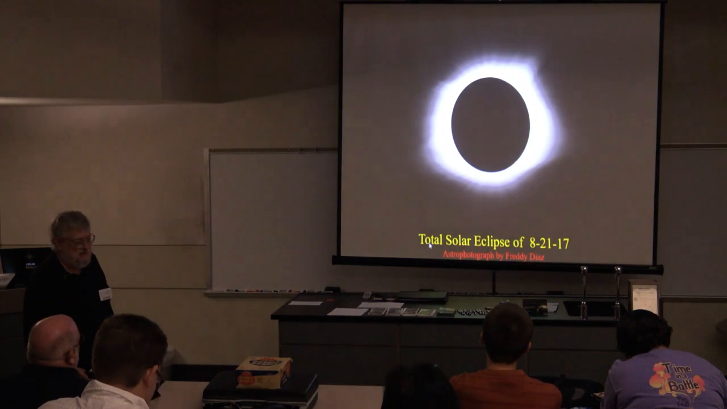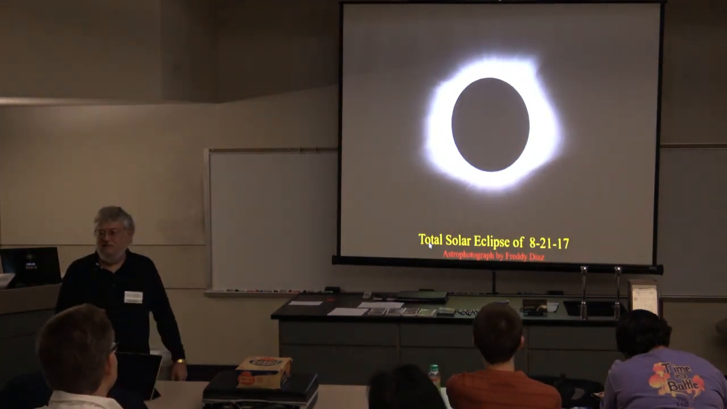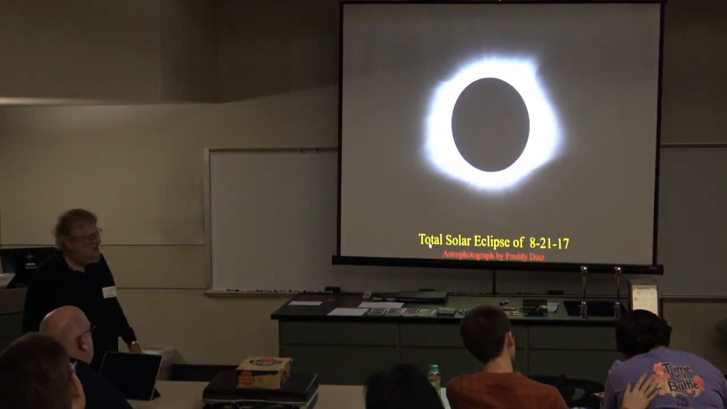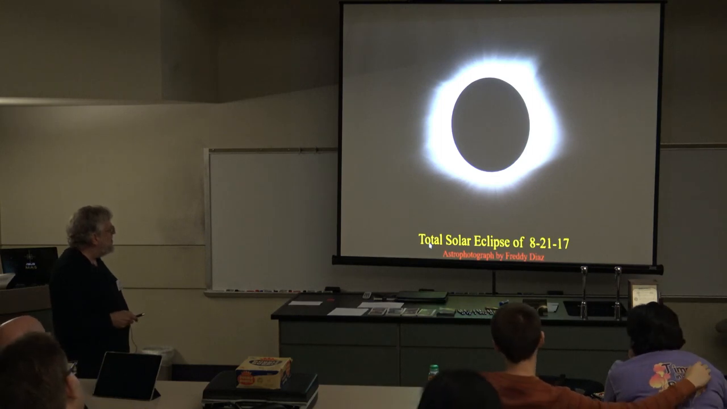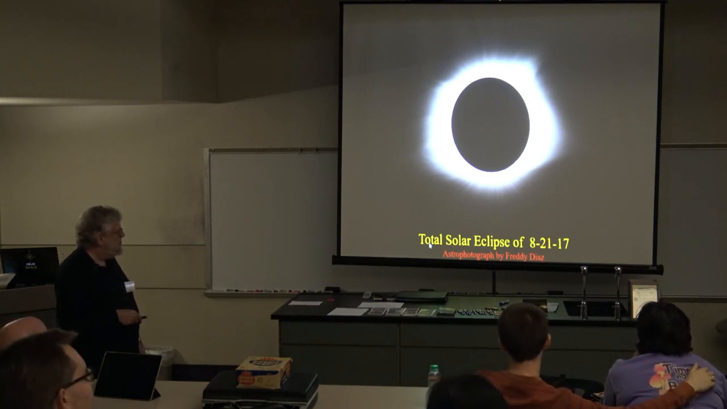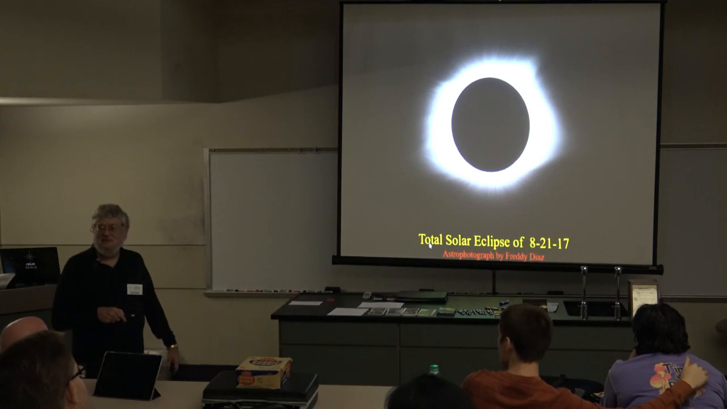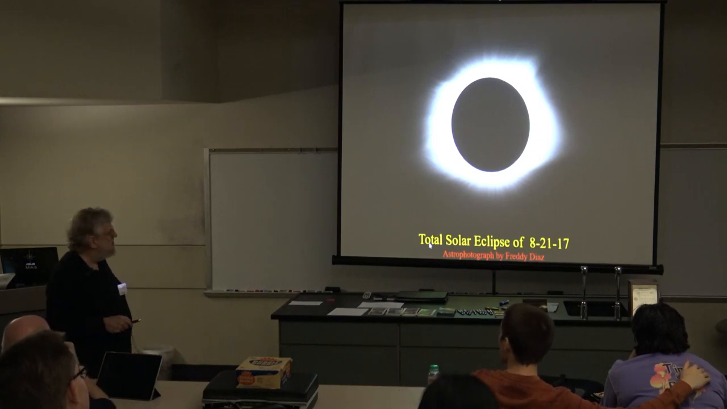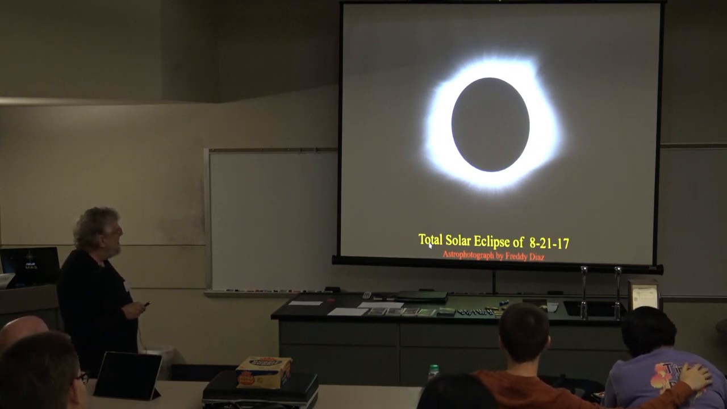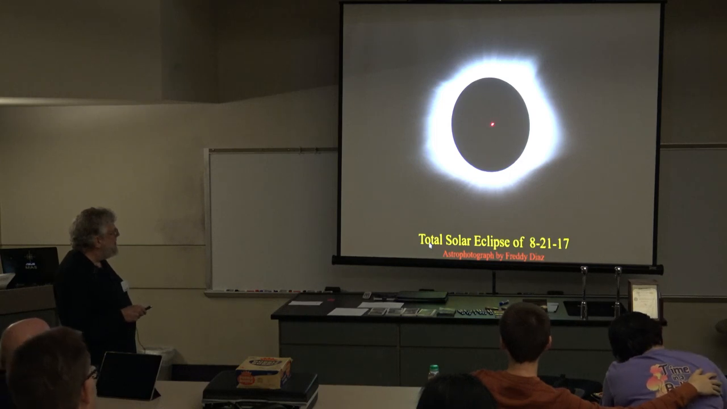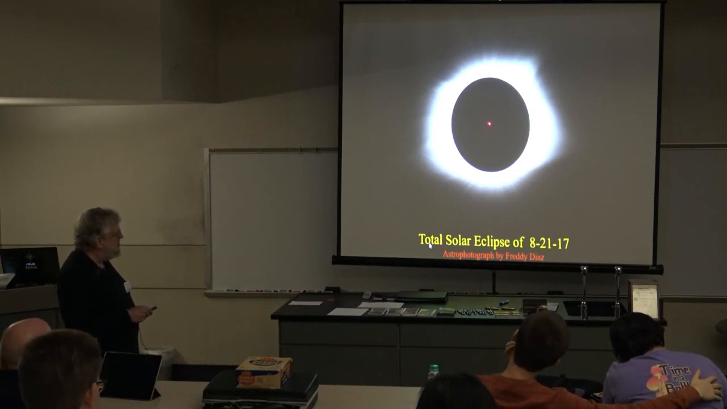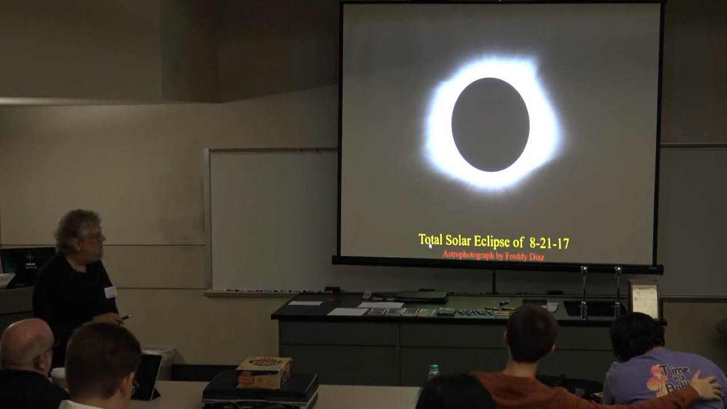And there's the corona itself as imaged by Freddy at the last total solar eclipse that we had a couple of years ago. It's hard to believe it's been nearly 2 years since we got to see that. But here's the corona blocked out by the moon so that the sun doesn't wipe it out. That's about the only time we get to see it really well.